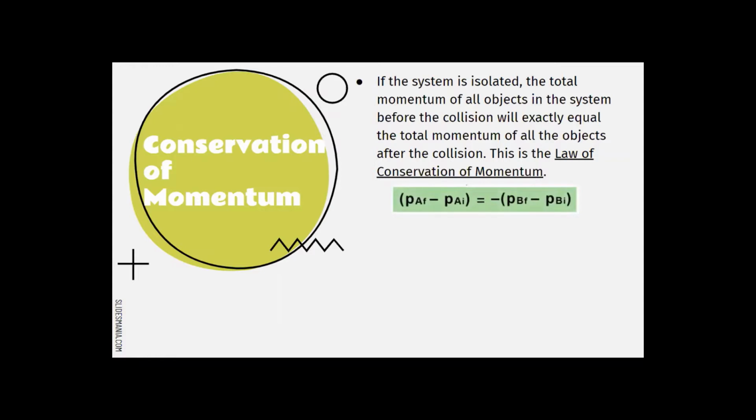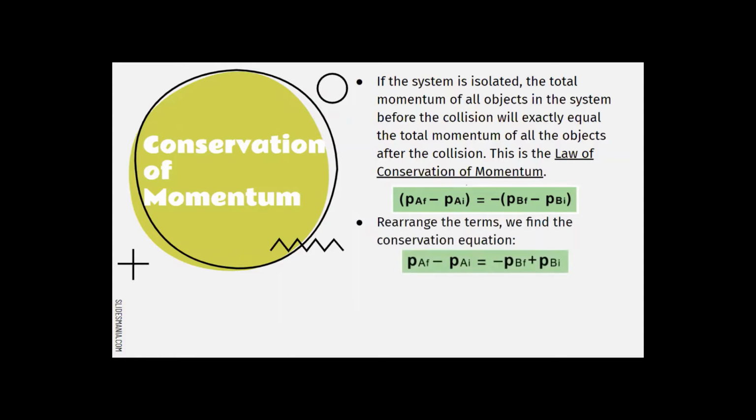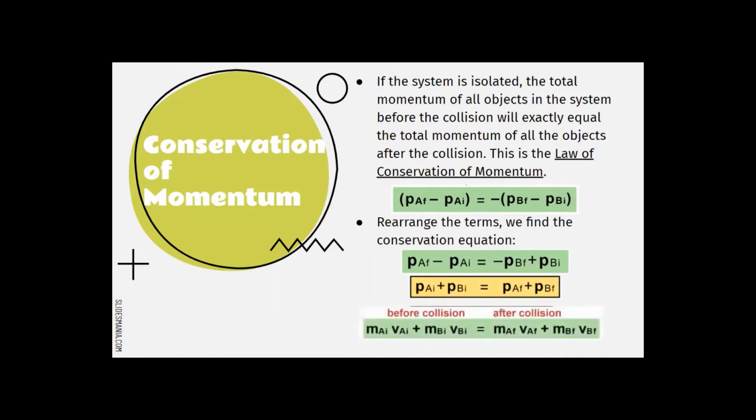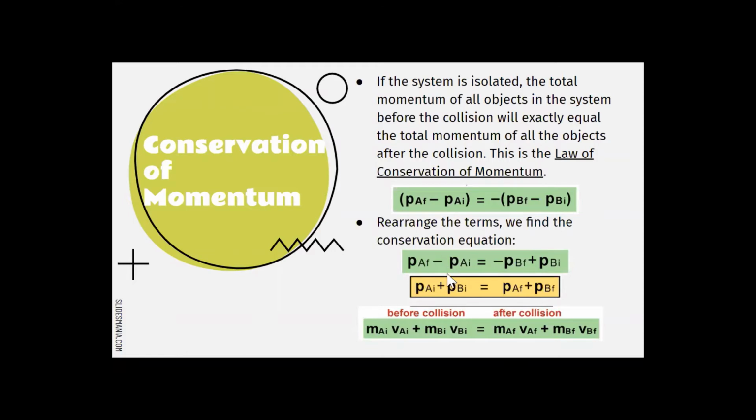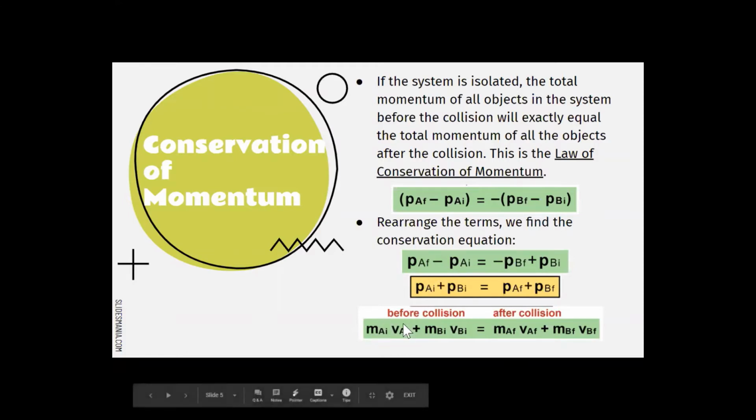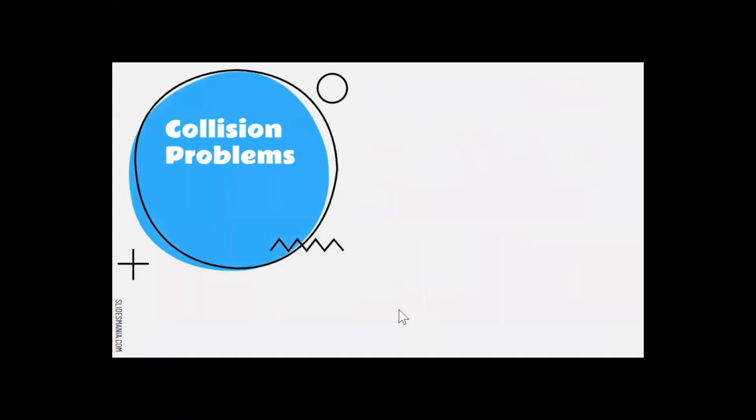We could rearrange this equation. If we rearrange and distribute our negative, and then rearrange the equation, we can get this. Notice that what I have here is our initial A and B, our final A and B. And then if you put in mass and velocity in this equation for the idea of momentum, you get the before and after collision. So this is the law of conservation of momentum.